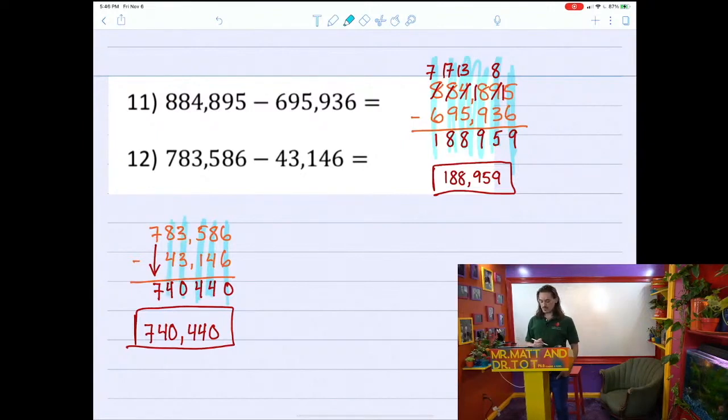8 minus 4 is 4. And then there's no value in the hundreds place of the second number to affect the value in the hundred thousands place. So that 7 is just going to drop down, and we're going to have 740,440.